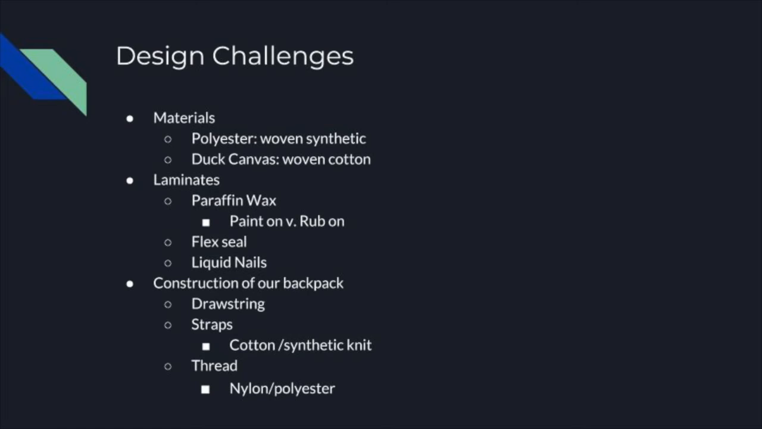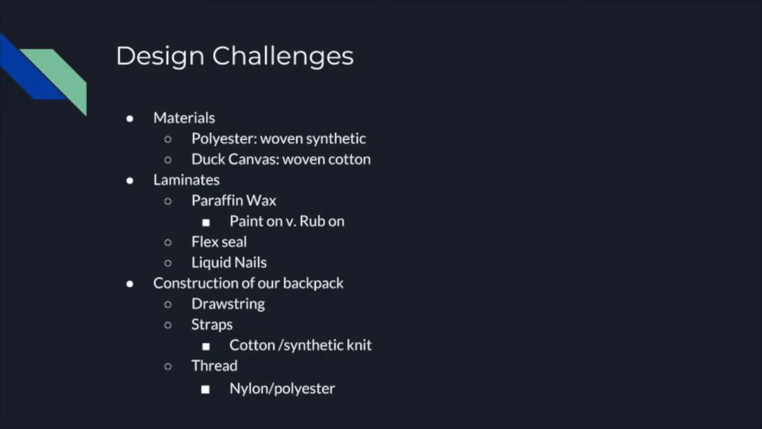Some of our biggest challenges during the design process included how to make the material waterproof and to create a watertight seam. Our research concluded that duck canvas would be our main fabric. It is a tightly woven material that only has very small gaps in the weave. We also looked into nylon and polyester. These are both woven materials as well, but with a synthetic fiber instead of a cotton fiber. We ended up testing with both duck canvas and polyester.